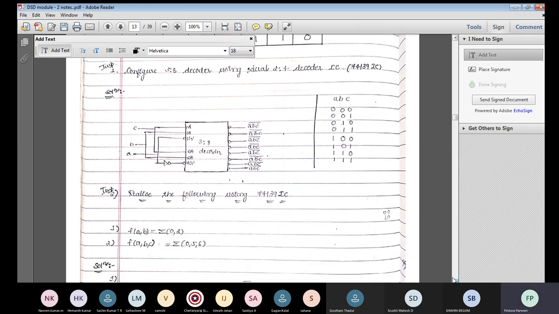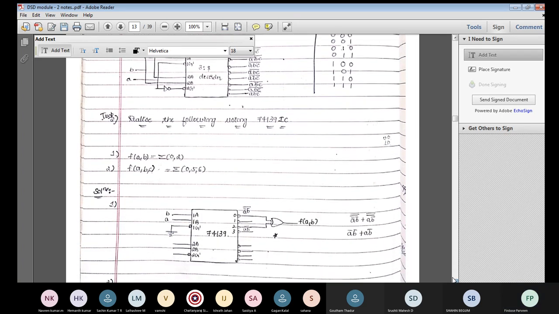Now realize the following using 74139. So, first problem: F of A, B is equal to summation 0, 2. With A, B, you always have to start from the bottom only. So in 74139, you cannot put A here, B here. What you have to put is A here and B here itself.